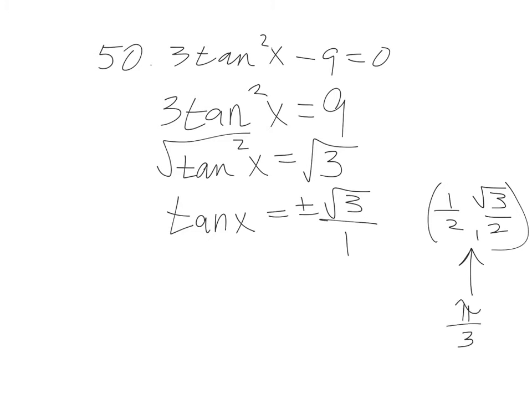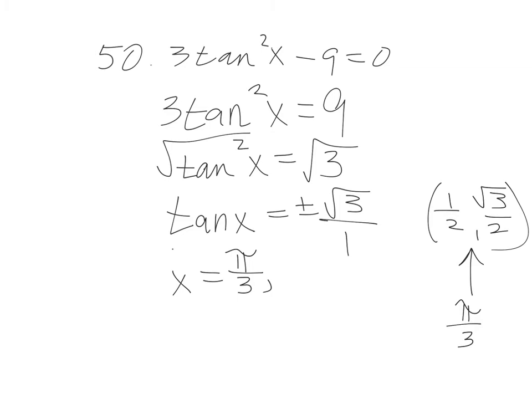Note this problem is from 0 to 2 pi, so we are doing this in radians. So x is going to equal pi over 3, where tangent is positive root 3 in the first quadrant. And note, because of the plus or minus, the plus gives us first and third quadrant, because tangent's positive in the first and third. And then the negative gives us the second and fourth quadrant. So we have all pi over 3's in each quadrant, first, second, third, and fourth.